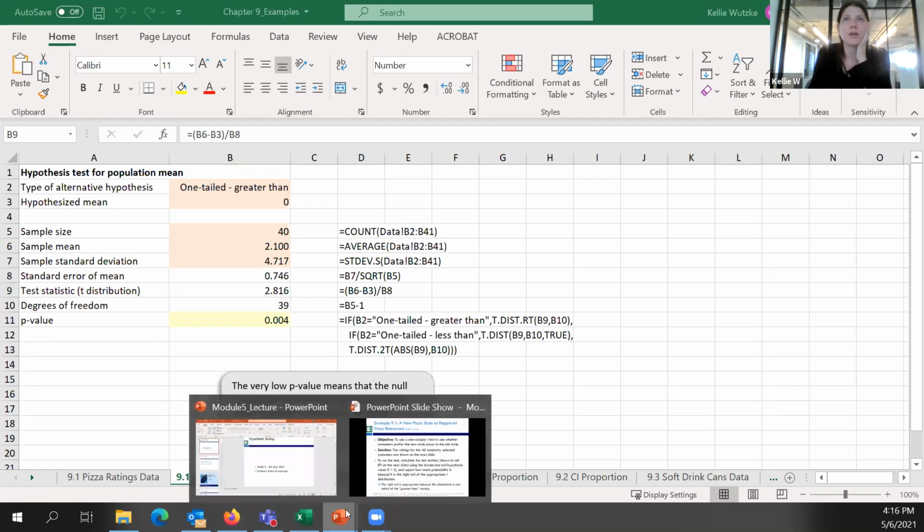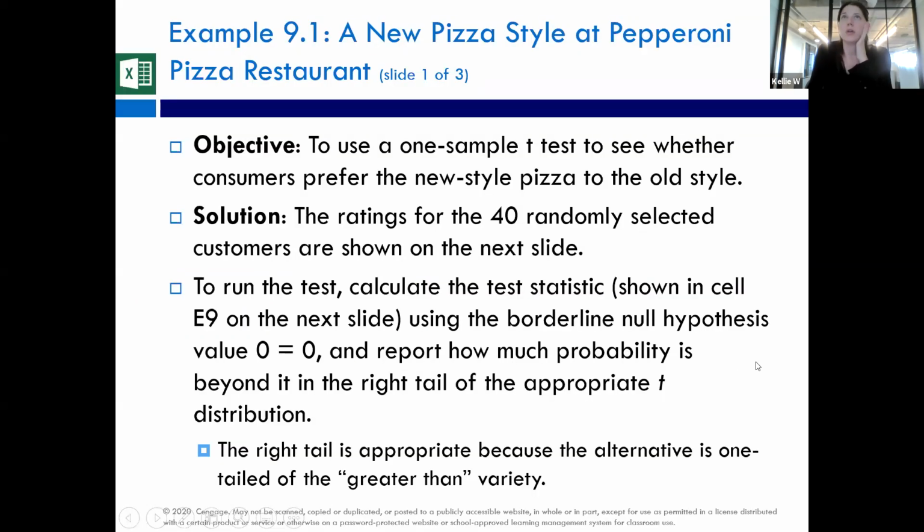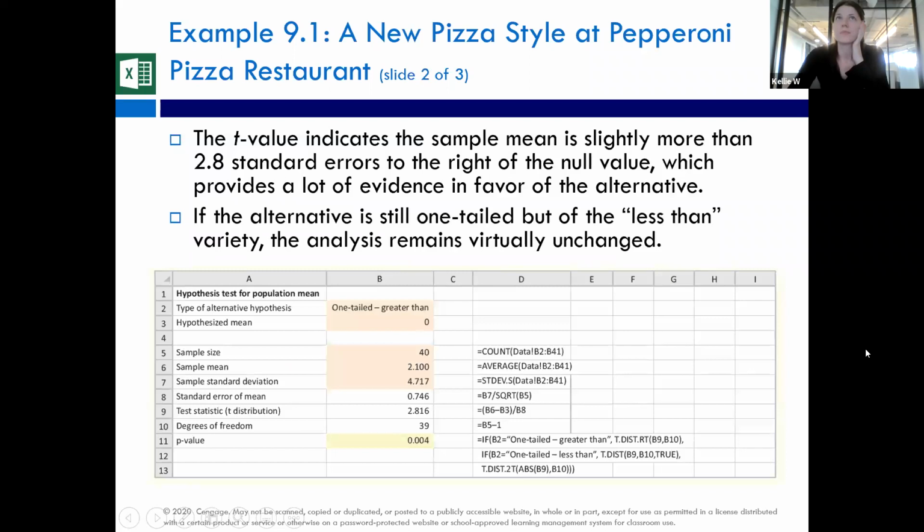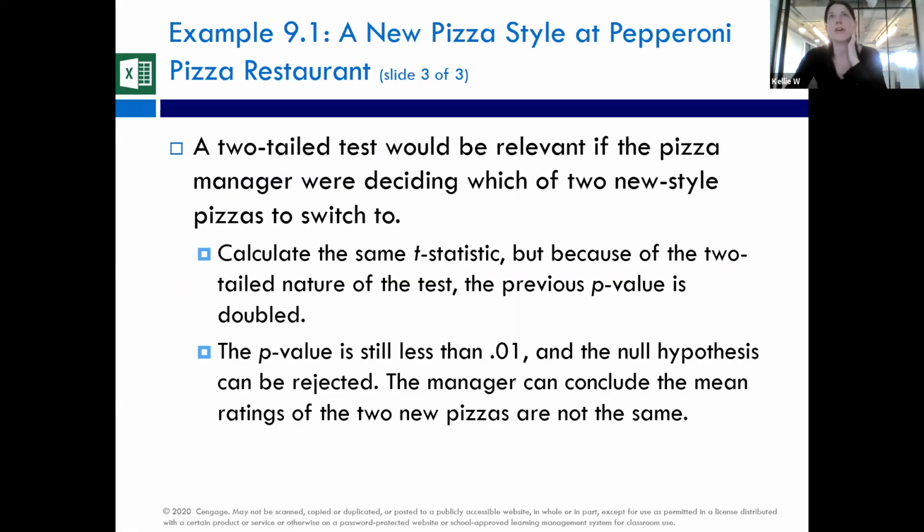Okay, back to our slideshow. Like I was saying, that t-value is telling you that the sample mean is about 2.8 standard errors to the right of the null value. So pretty strong evidence. If we changed the alternative and rephrased it, the results wouldn't really change. I don't know why they point that out, but they felt like you needed to know that.